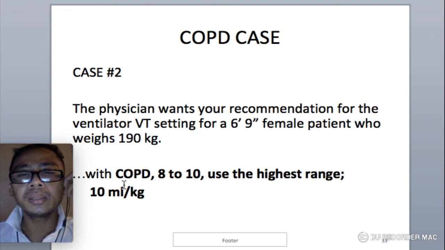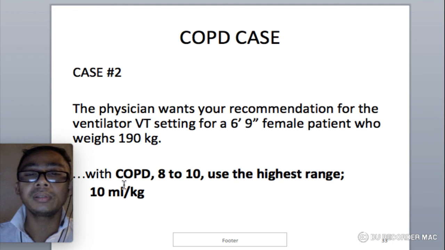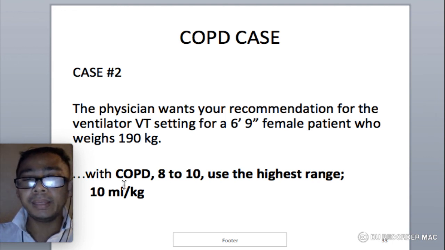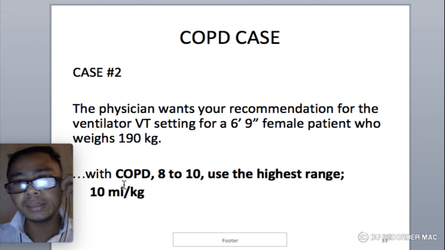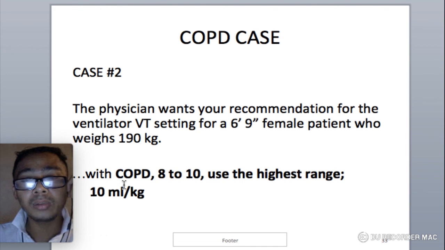In the case number 2, the COPD case, or the chronic obstructive with a height of 6.9, you need to convert 6.9 feet into inches and then multiply it by 10. So the highest range for this COPD is 8 to 10 as the guidelines. So 10 will be the multiplier once you derive the ideal body weight. So pag this is a female, so the formula begins with ideal body weight equals 105, etc., based on the equation. So be careful with the case. You need to analyze the case study. If the patient is normal, if the patient is ARDS, if the patient is COPD.